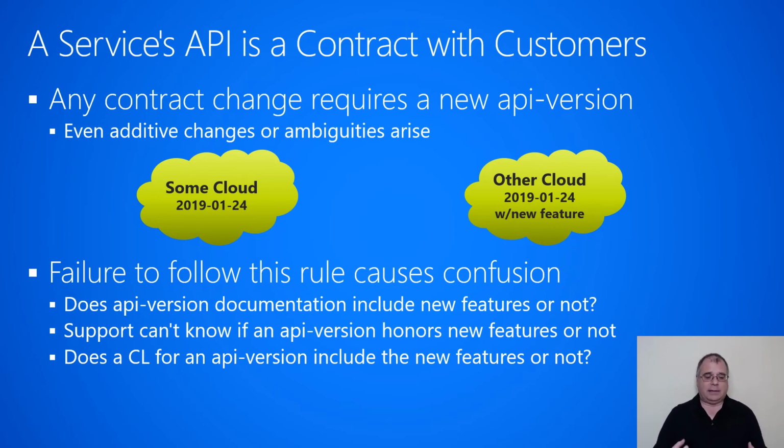Also, does a client library for an API version include the new feature or not? So if you add some new API in the same version of a service, and then we create a client library, we document that this client library is for this API version of the service, but was it version 1 of that API version that didn't have the feature, or is it version 2 of that API version that does have the feature? It's very confusing, and so don't do this. When you change the contract at all for your service, change the API version so that it all makes rational sense.